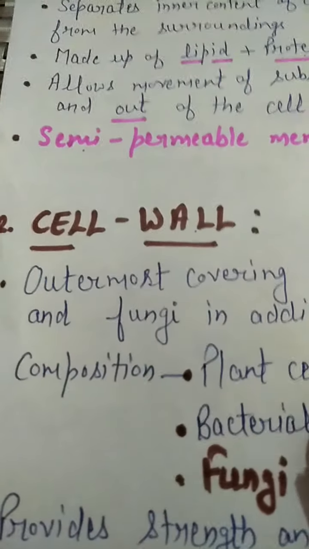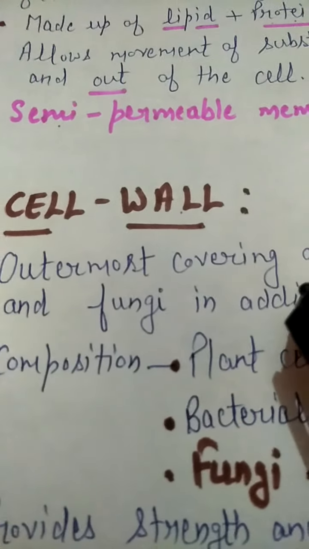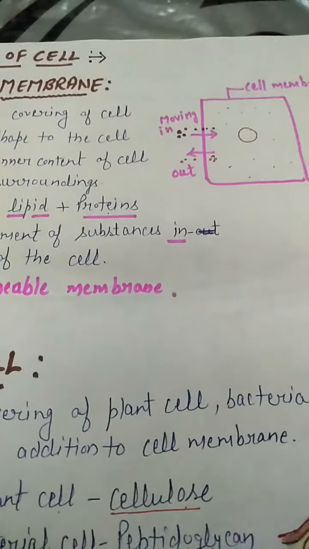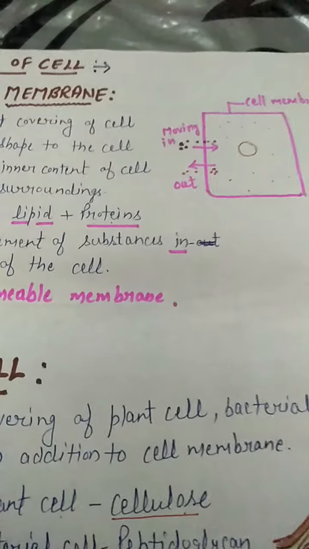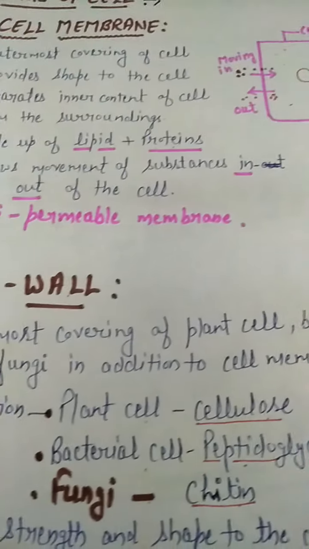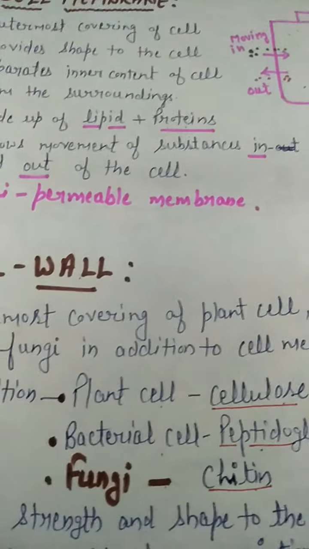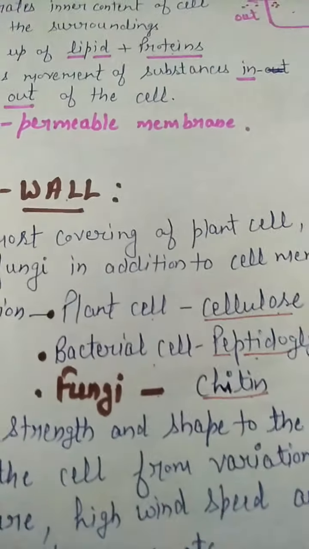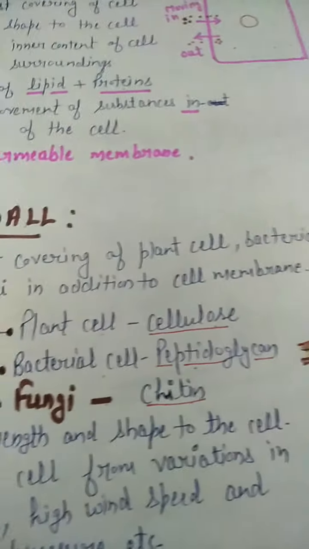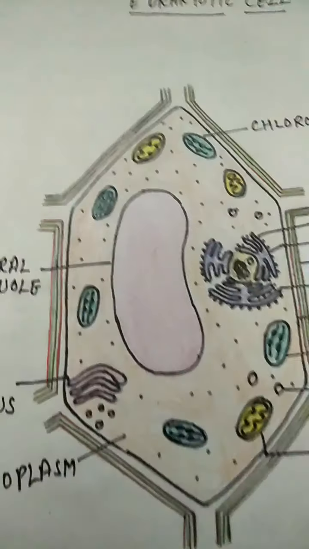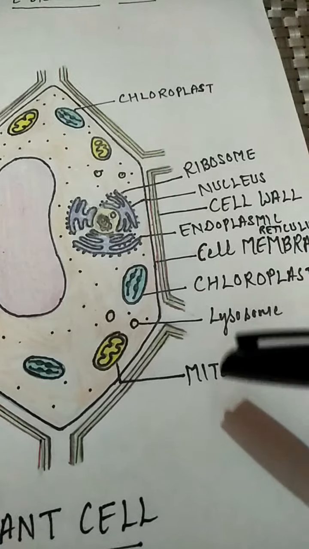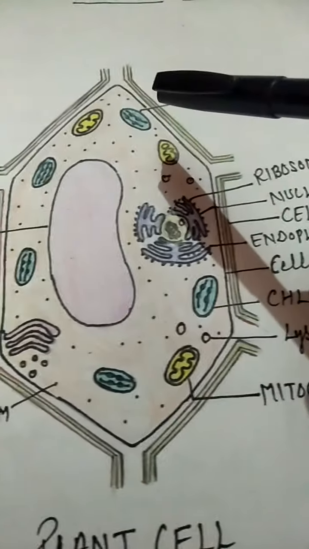Now next is the cell wall. What is cell wall? Students, in the case of the animal cell, the cell membrane is the outermost covering. But in the case of some cells, for example, in plant cell, in bacterial cell and in fungal cell, there is an additional structure present, and that additional structure is known as cell wall.